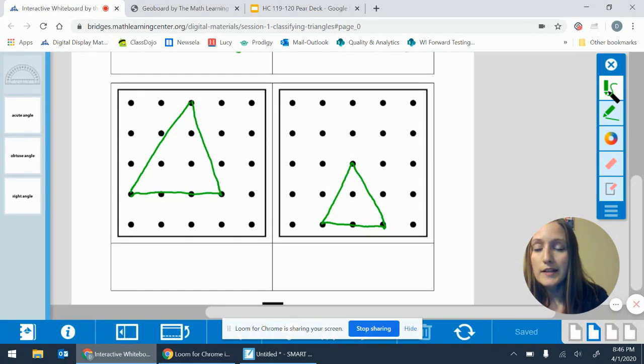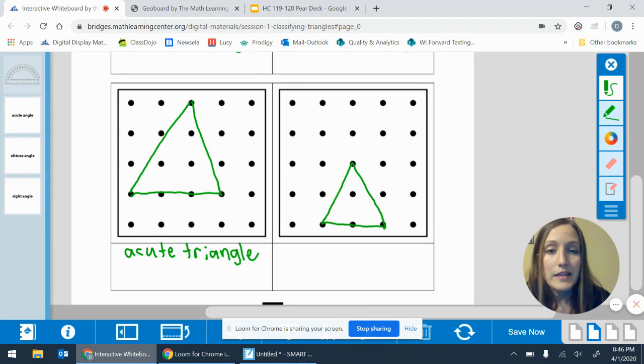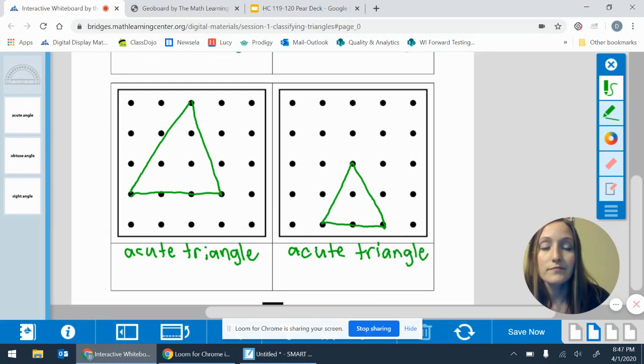Let's see, third one here, well, that's an acute angle. That's an acute angle. All 3 of these angles are smaller than 90, so this is an acute triangle. And as I'm writing this, you can be looking at the next one and tell me, what kind of angles do you see? Are they acute? Are they right? Are they obtuse? So you checked it out, and you notice that they are also all acute angles. So this is an acute triangle. Great job. If you haven't already filled in all of yours, make sure that yours are all labeled with either acute, right, or obtuse triangle.